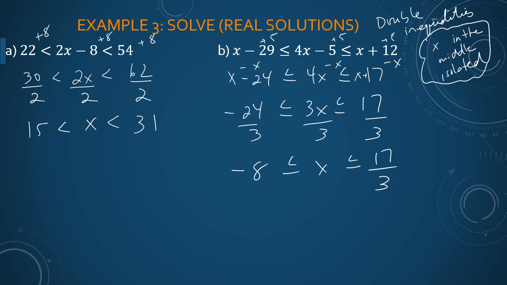Now I've been writing these with inequalities just to change it up. I'm going to show you, if you're someone that prefers doing it this way, you could write this as from negative 8 to 17 over 3. And since it's less than or equal to, the key there is equal to, we use square brackets. That's another way you can write your solution. It's really up to you.